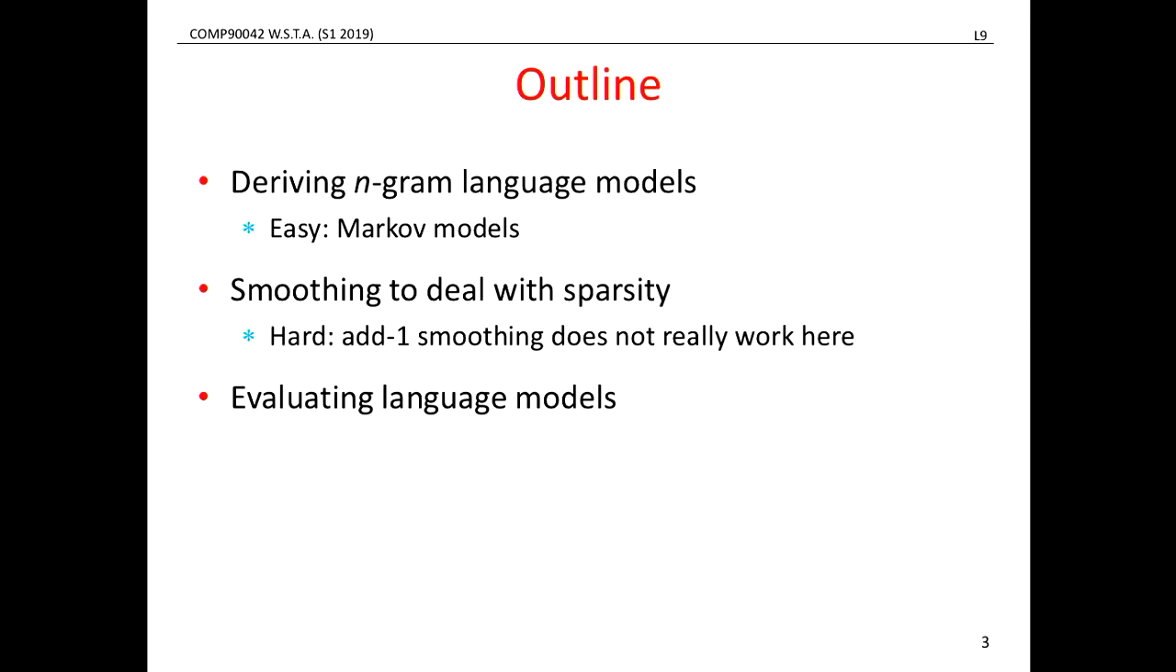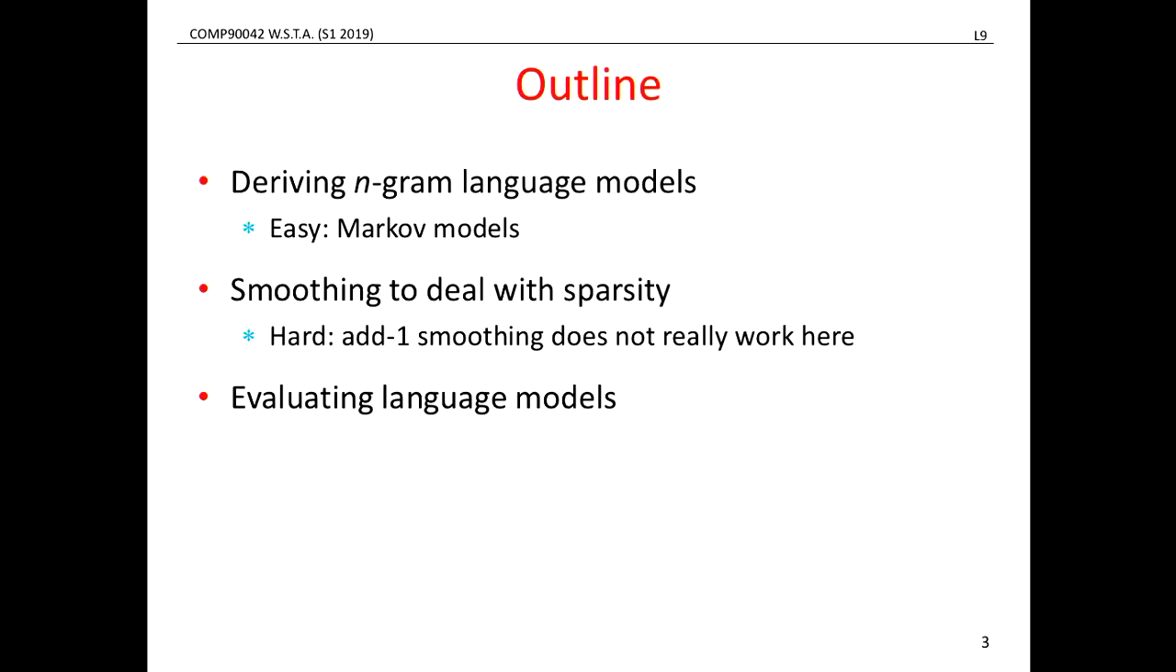So n-gram language models, you might have seen these as Markov models in some of your other studies. This idea is a relatively simple one for assigning a probability to something that's very long by decomposing it into smaller steps. It's the chain rule of probability.